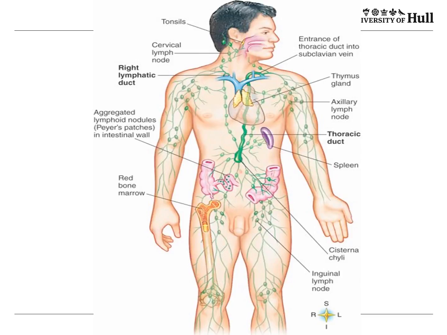So this diagram shows the lymphatic system. It's ubiquitous in the body apart from in the head, and it has various features to it which we shouldn't be too concerned with here, but it essentially returns fluid into the cardiovascular system at the subclavian vein.